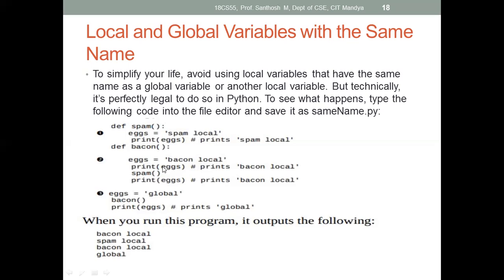So here you see, first when you run this program, the bacon function will get executed. Here we are calling the bacon function, right? That's why this one will get executed. This x value will print bacon local. And then you are calling spam. If you go to spam, in that print x, here it will print spam local. After that it comes here, print x, and again it will print bacon local.